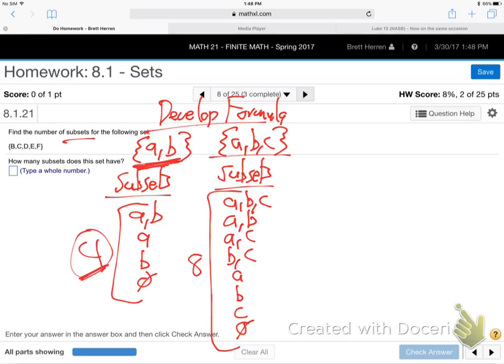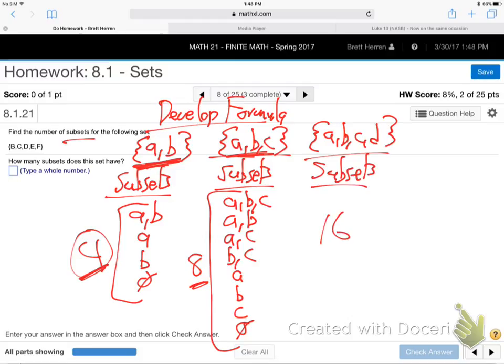2 items, 4 subsets. 3 items, 8 subsets. Any guesses if we go to 4? How many subsets? Yeah, it's going to be, I don't want to list it all. We don't have time for that. 16.